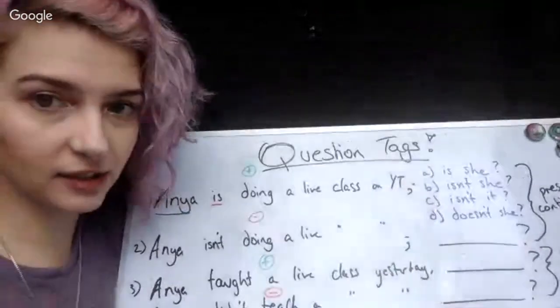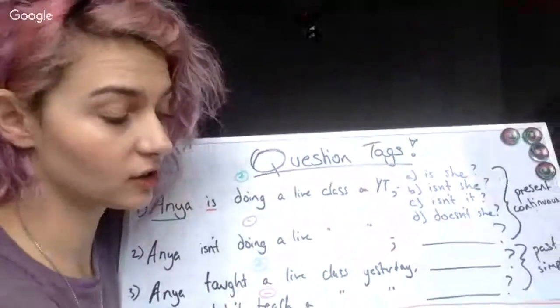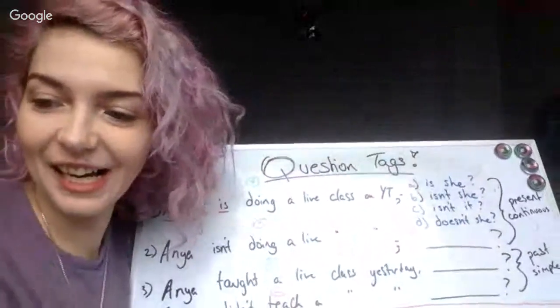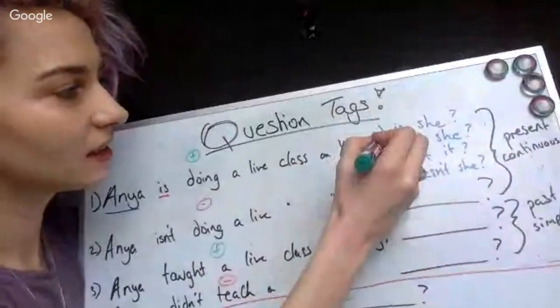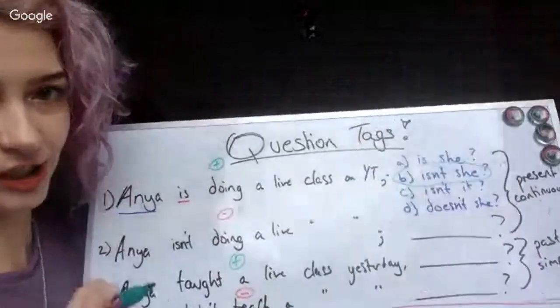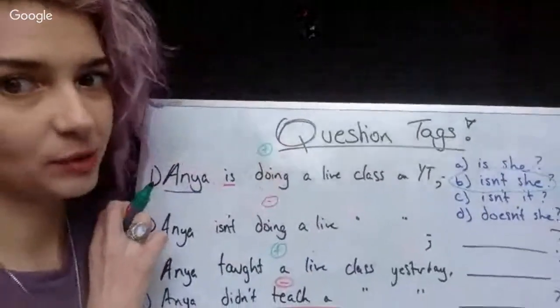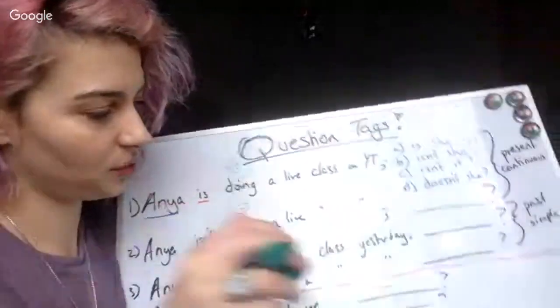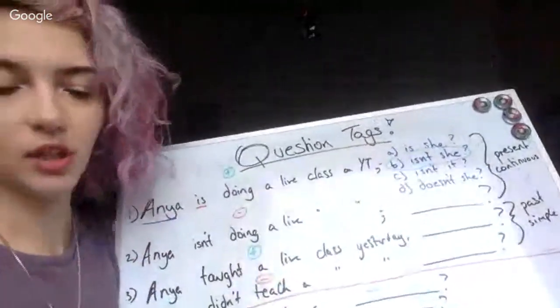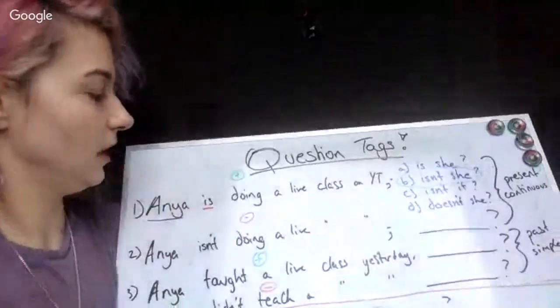So the correct answer, and a lot of you got it correct, so well done to those who did, was B, isn't she? Now I'm going to explain why that's the correct answer, and then we'll look at some more examples.